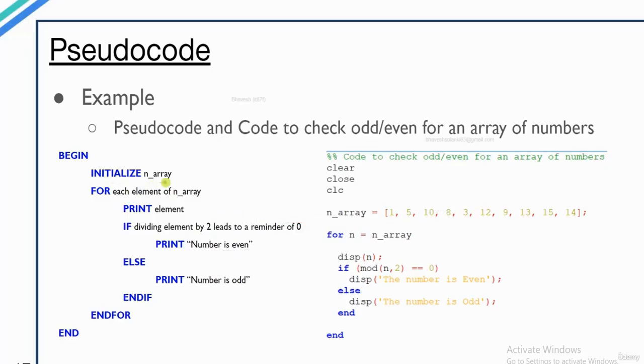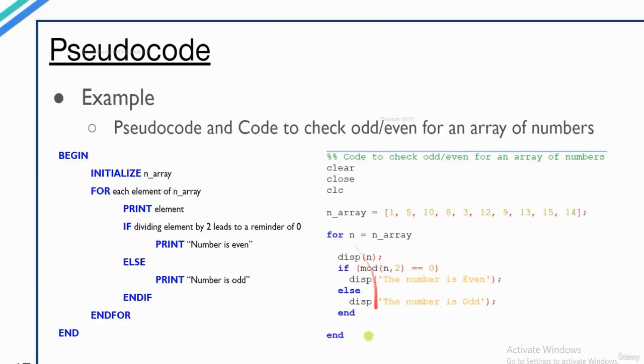As written in the pseudocode, we first initialize an array, which is essentially creating the n array. Now for each element of n array, we have to print the element, check if the element is divisible by 2, and then print respective statements, right? And that is what is being accomplished by using a for loop. So n is a loop variable, and n is going to take each element of n array one by one, starting from the first value. In the first iteration, n is going to take the first value of n array, which is 1. In the second iteration, it's going to take the second value, which is 5, and so on.